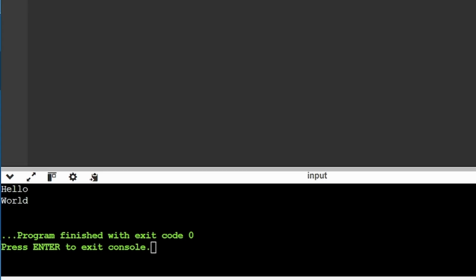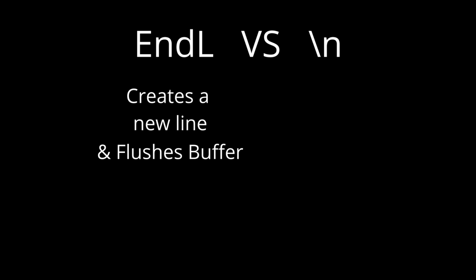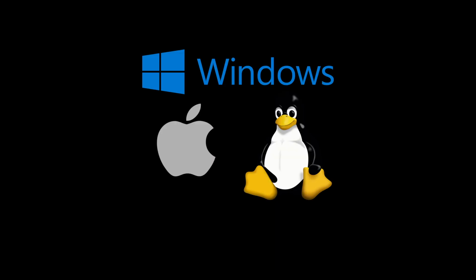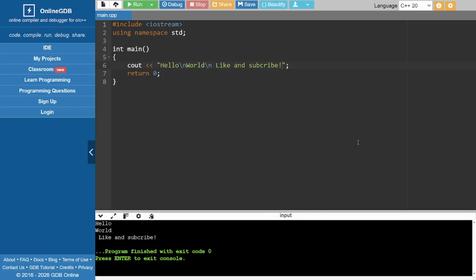This produces the same output as using endl, but the important difference is endl creates a new line and flushes the buffer, whereas \n only creates a new line and there's no flush. Flushing forces the operating system to display text immediately. With \n, text might be held briefly in buffer. For simple programs, you probably won't notice the difference. You can also combine text and \n in one line.